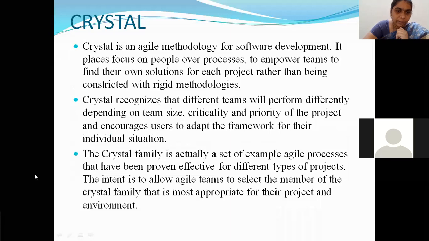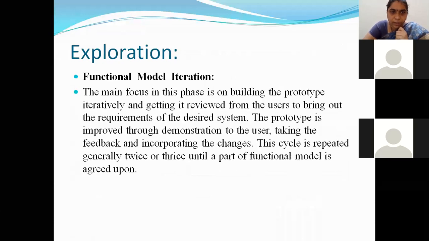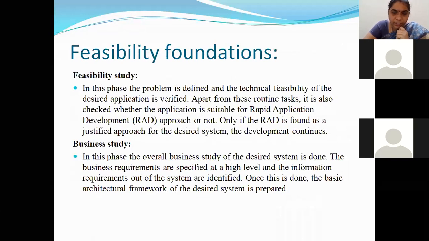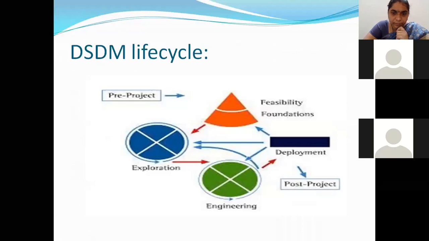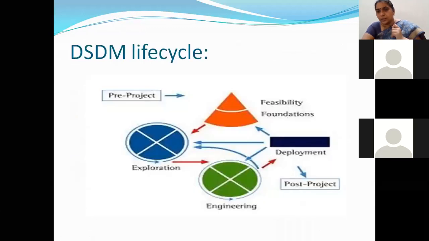So number 87. Number 87. Ma'am, what are the 4 phases we saw in this DSDM life cycle? Number 87.